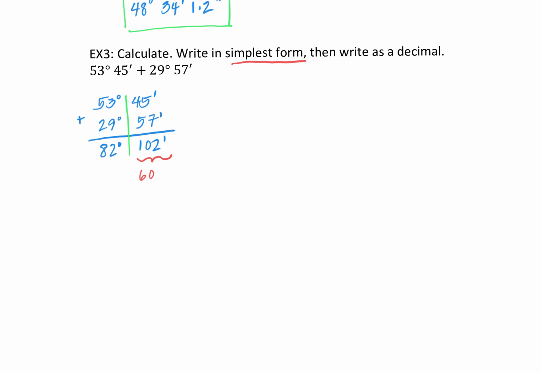60 minutes is a degree. So if this is 60 minutes plus 42, that would give us 102. I can change the 60 minutes to 1 degree, so that I can go ahead and carry over to the 82. So every 60 minutes can be changed to 1 degree. Once I do that, I have 83 degrees and 42 minutes. This would be our simplest form.